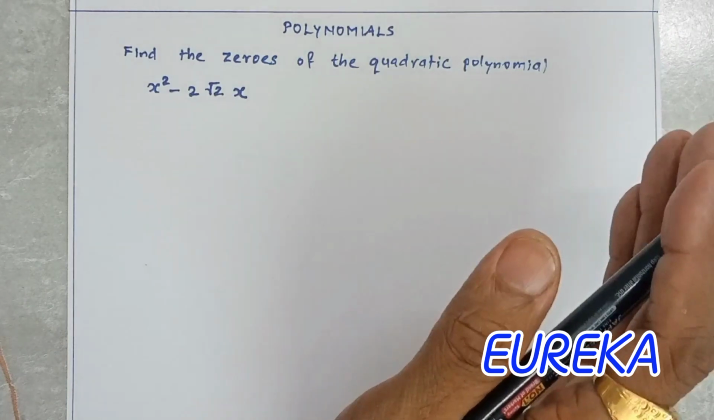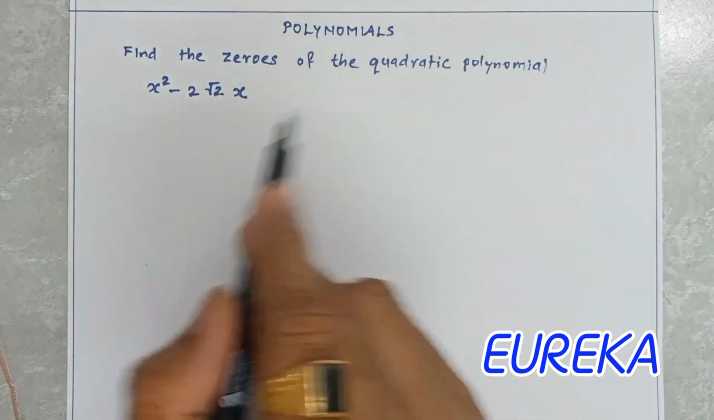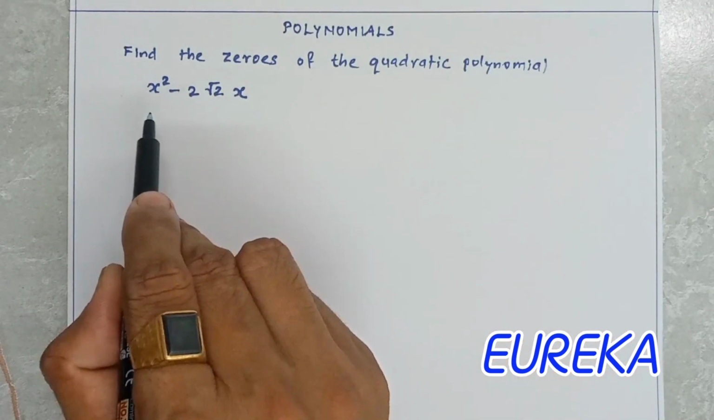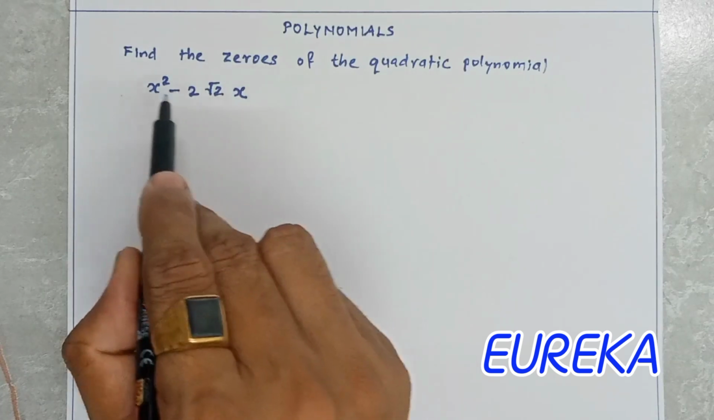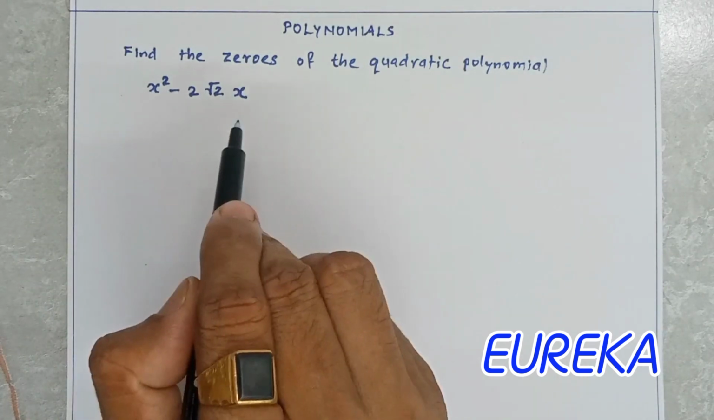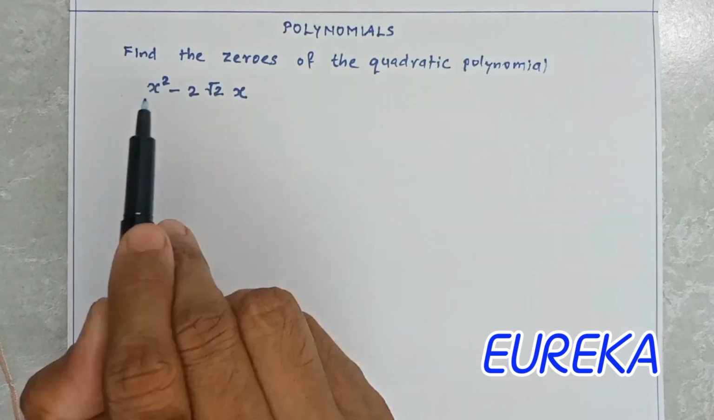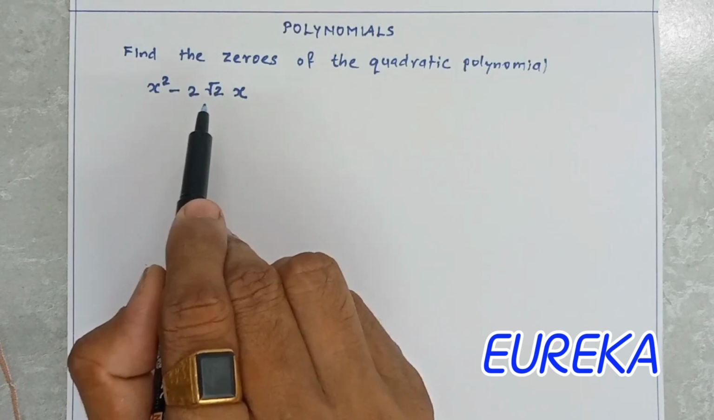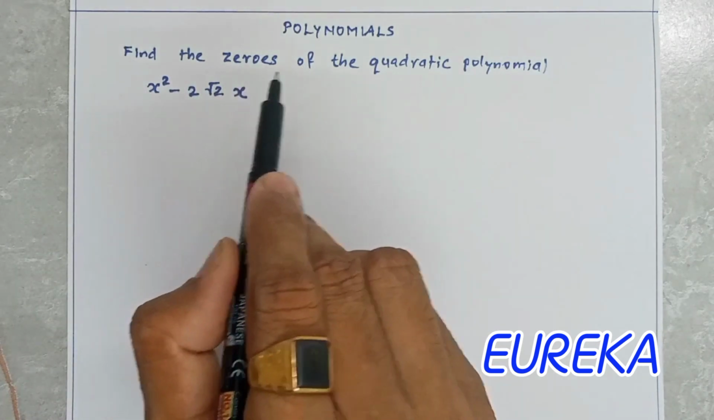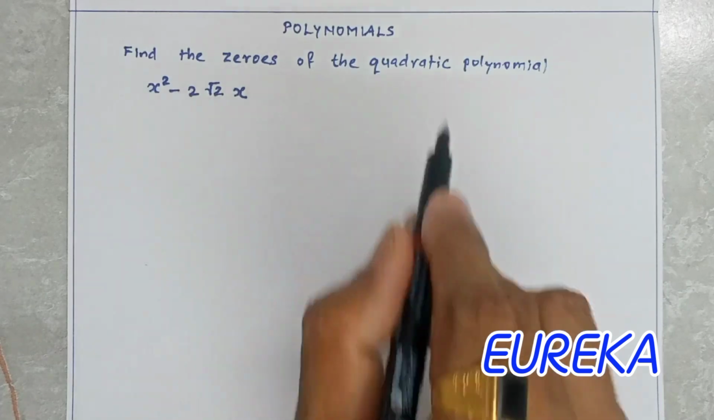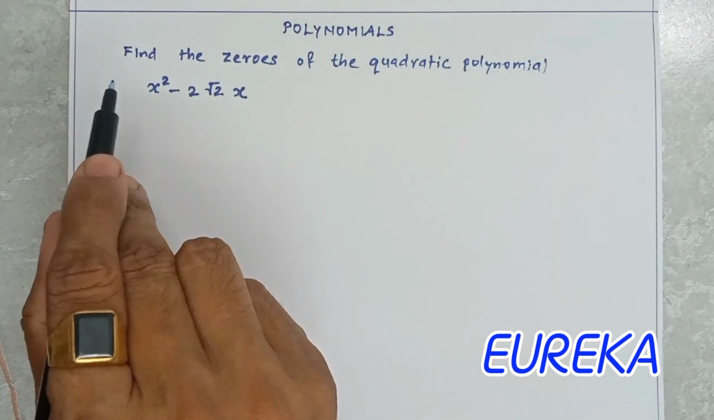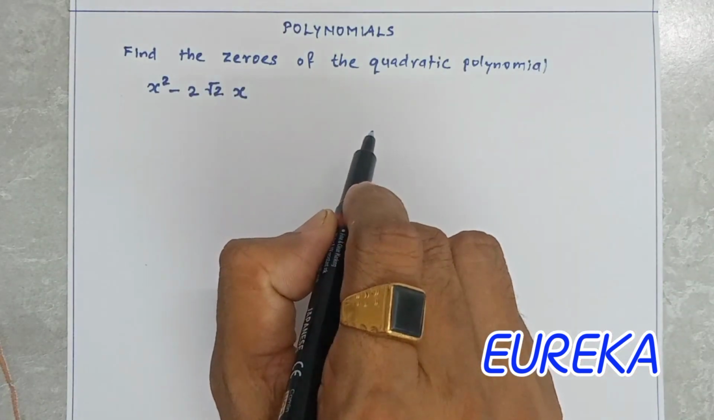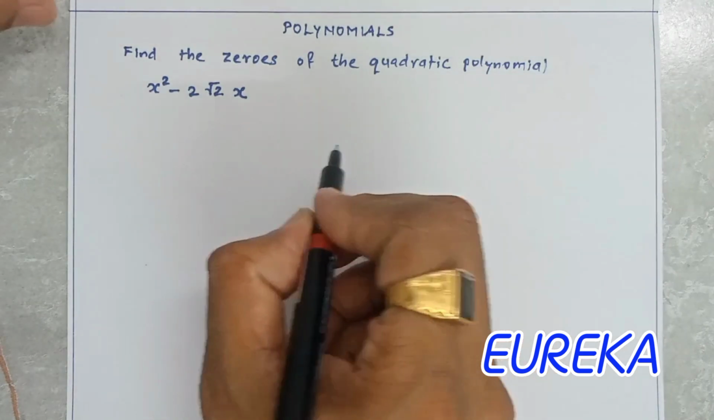See, we have many types of polynomials, but in this chapter we will focus on quadratic polynomials. So suppose we have the polynomial x square minus 2 root 2 x. In this the degree is 2, so at most we will have 2 zeros. We can have 1 or no zeros, but in any case we will not have 3 zeros. Is it very clear? So first we have to find what we are asked here: find the zeros of the quadratic polynomial. So how to find it?